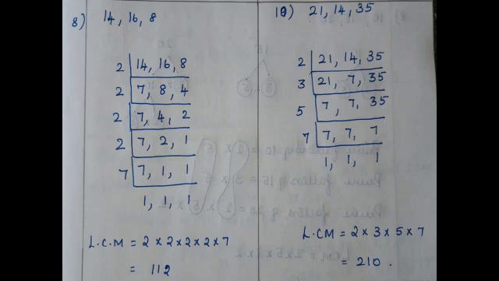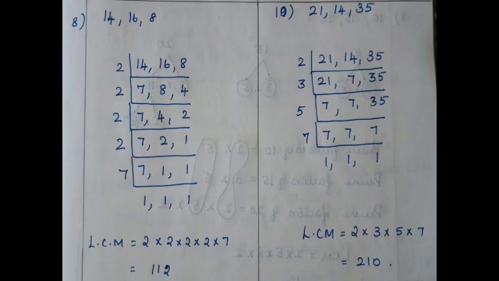Again you divide by 2. Write the number 7 as it is and divide 8 by 2. 4 2s are 8 and 4 by 2, it is 2 2s are 4. Then again you write the smallest common prime factor as 2. 2 2s are 4 and 1 2s are 2. Again you divide by 2 and you will get 7, 1, 1.